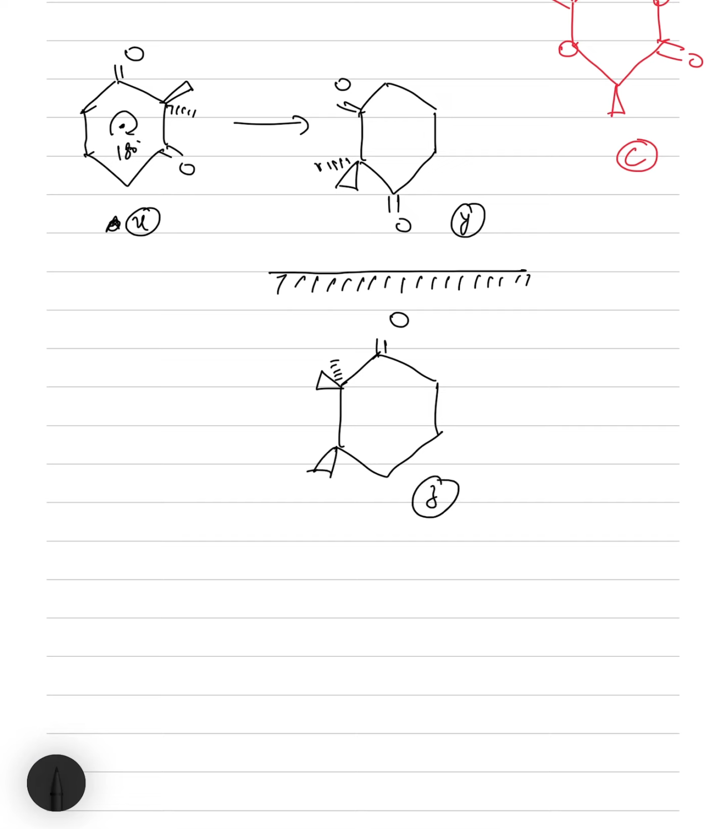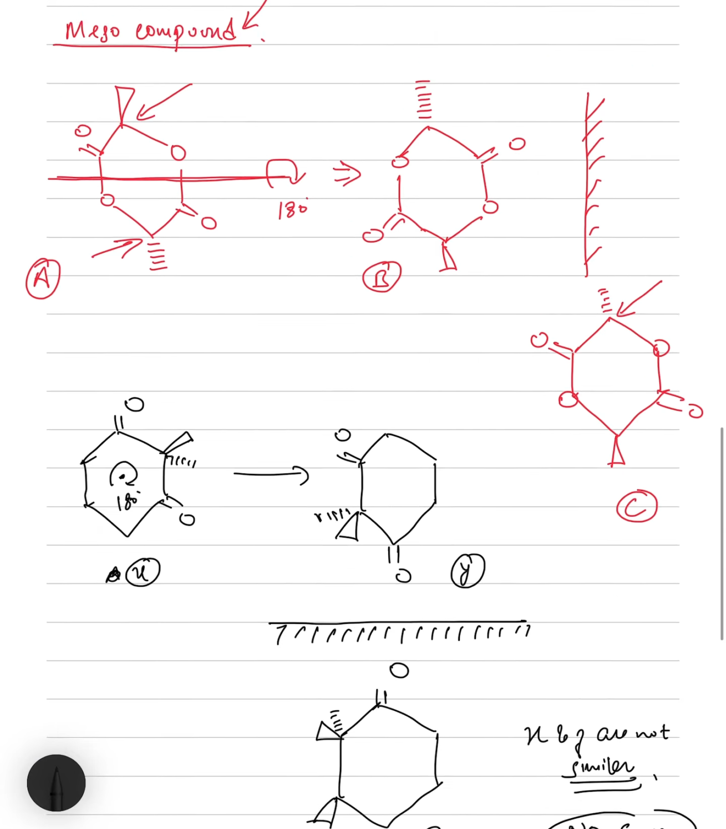This is Z. Now if you compare X and Z, are they equal? Are they similar? No. X and Z are not similar to each other, right? So if they are not the same molecules, that means no S_n, no alternate axis of symmetry, right?